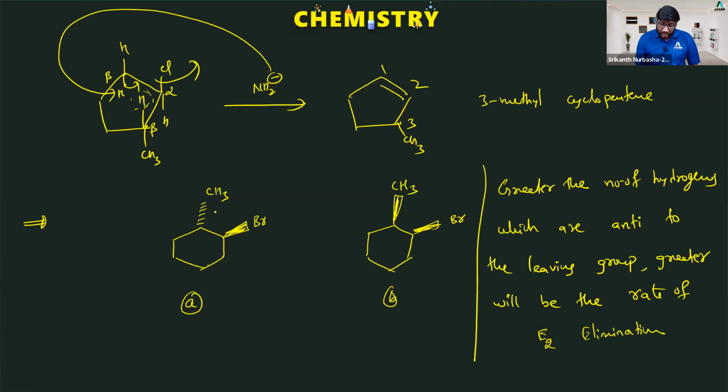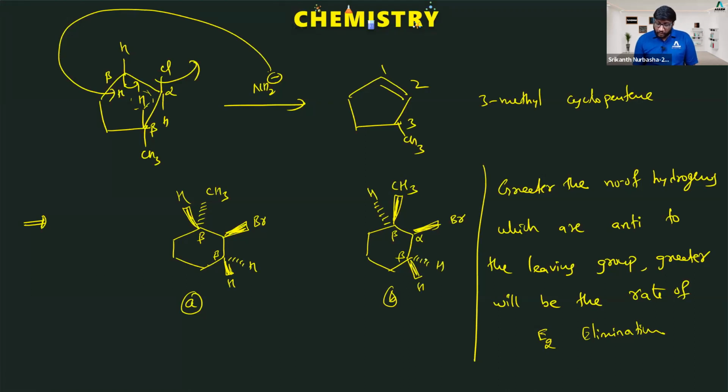In compound A, methyl is down, that means hydrogen is above. In compound B, methyl is above, that means hydrogen is below. This is the alpha carbon to which bromine is directly connected. Adjacent carbons are beta carbons. This is beta, this is beta, this is also beta, this is also beta. In this beta, one hydrogen will be above because they are not mentioned. One hydrogen above, one hydrogen below. Here also one hydrogen above, one hydrogen below.